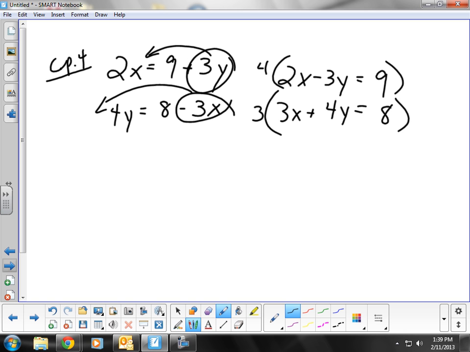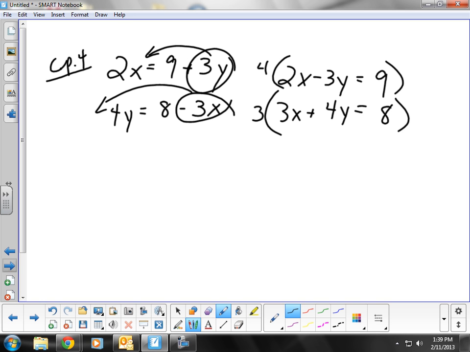Okay? I could get rid of the X's. I just have to make sure that I multiply one by a negative and the other one by a positive. Does everybody understand? There's no exact way to do this. You're going to get the same answer, but there are lots of different approaches to it. Well, not lots, but there are several.